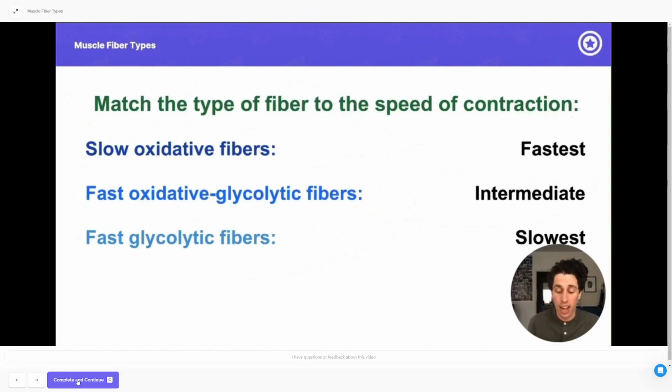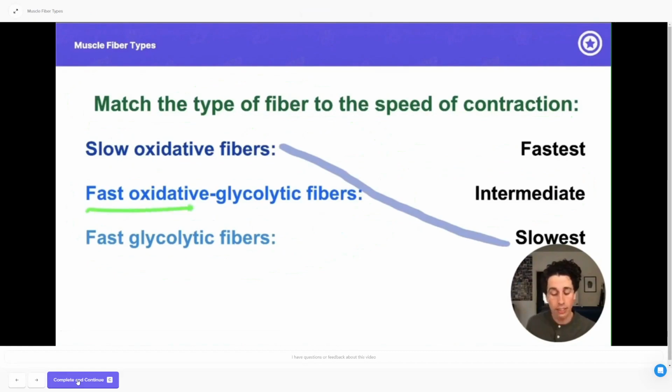So first off, let's talk about the slow oxidative fibers. Since that has slow in the name, this is obviously going to be the slowest, and I'll talk about why in just a little bit. Then we have our fast oxidative glycolytic fibers, and we also have our fast glycolytic fibers. The fast oxidative glycolytic fibers are going to be at an intermediate speed, and that leaves the fast glycolytic fibers to be the fastest contractions.